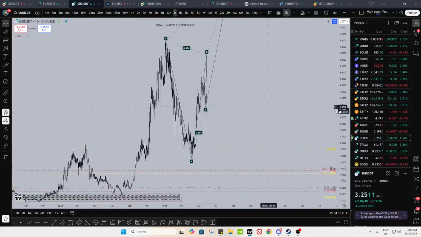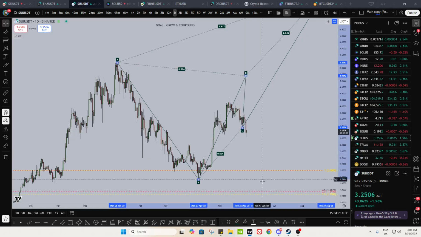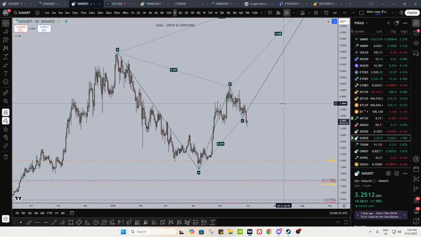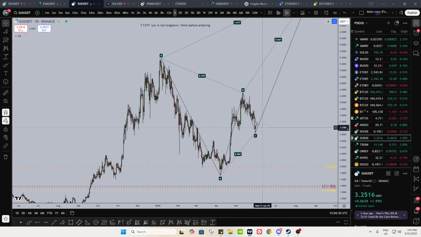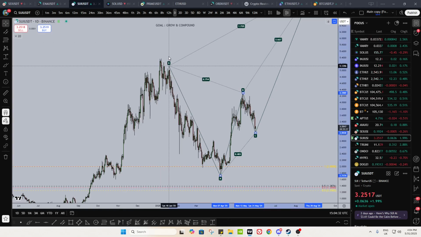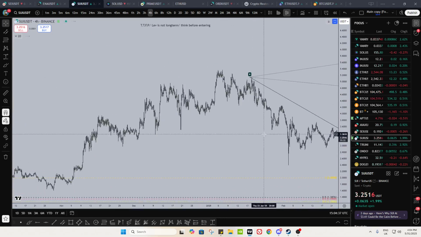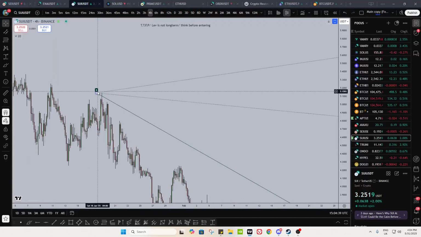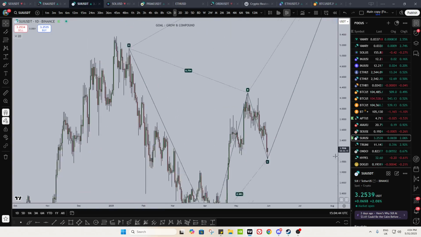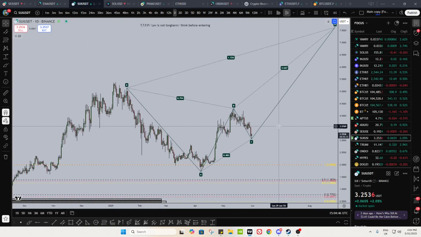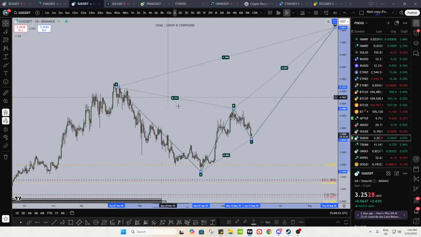SUI, another one. What is this? We didn't get the 886 for now. So we have 707. I don't like that. Let's go to the 4 hours. It's perfect. I do like it because that's again 707.